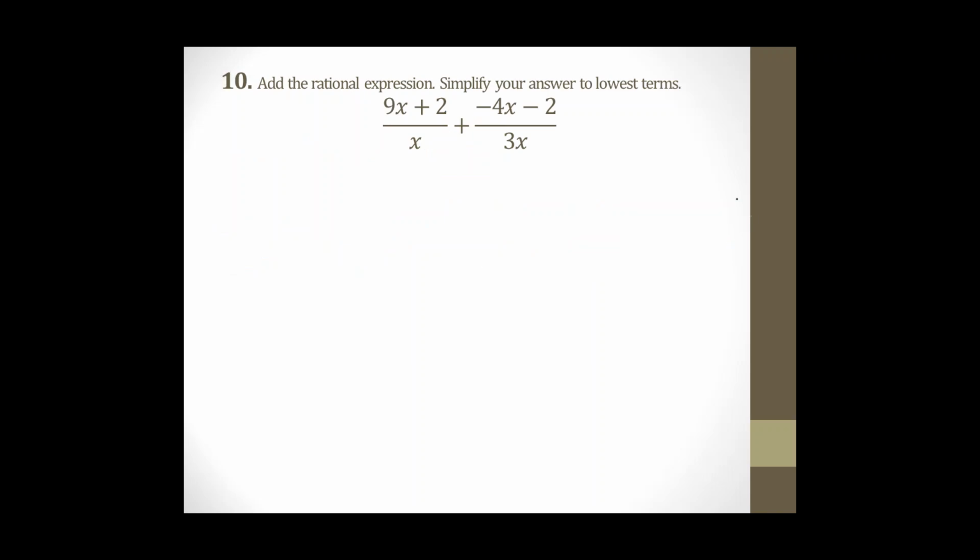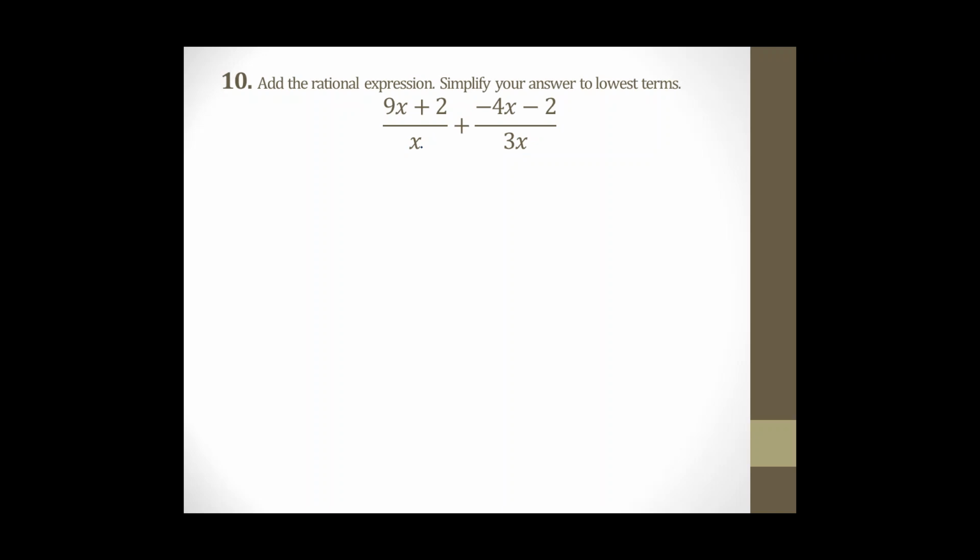Okay, number 10, add the rational expression. Simplify your answer to lowest terms. So remember, in order to add or subtract rational expressions, we must have common denominators. And we don't here. The first rational expression denominator is an x. The second one is a 3x. So we need to have common denominators. So right now, they both have an x, so that's good. One of them has a 3, the other one does not.